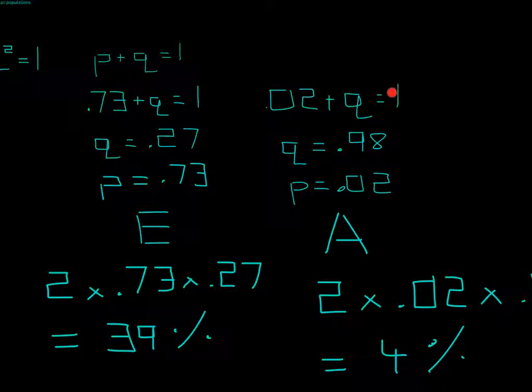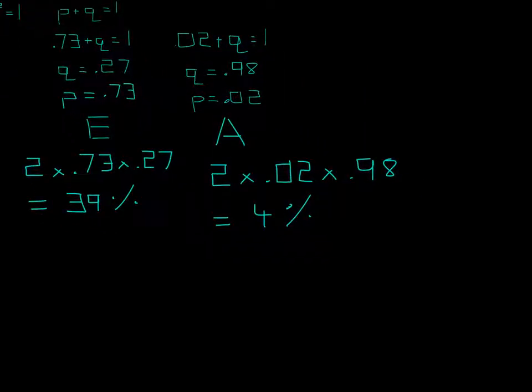So using these two, we can find the heterozygous genotype frequency for Asians, and it would be 2 times 0.02 times 0.98, which would equal 4%.